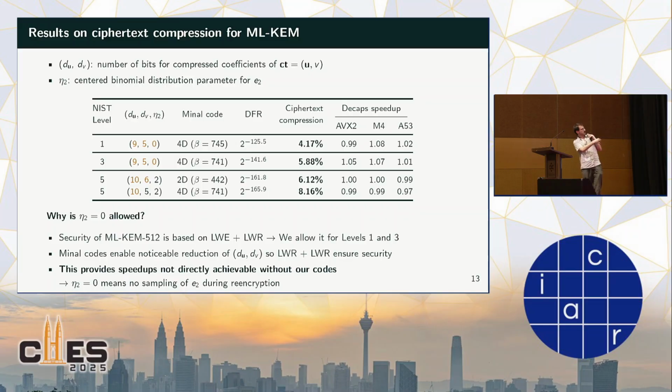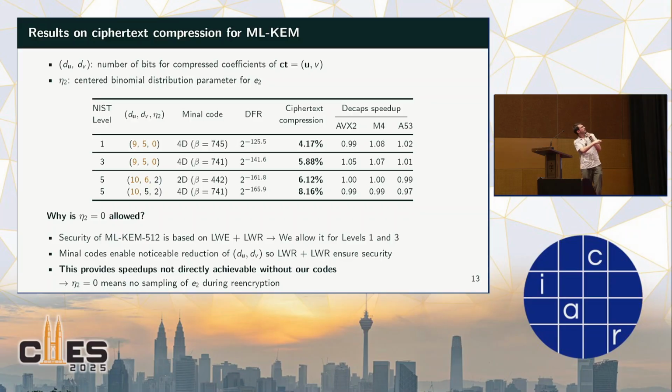And why is this allowed? Just a brief comment. We allow that because the security of ML-KEM 512 is based on both LWE and LWR. So we allow ourselves to use LWR for levels 1 and 3, just to get some flexibility.